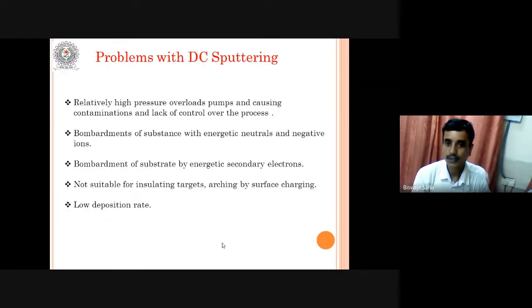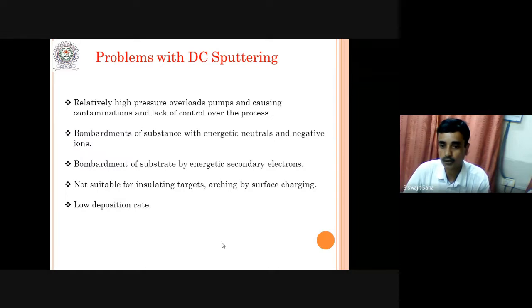But there are certainly some problems with DC sputtering, and here I have mentioned some of them. You can see the bulleted points, like relatively high pressure, overloads pumps and causing contamination, and lack of control over the process. These are some mentionable problems with DC sputtering. And bombardment of the substrate with energetic neutrals and negative ions.